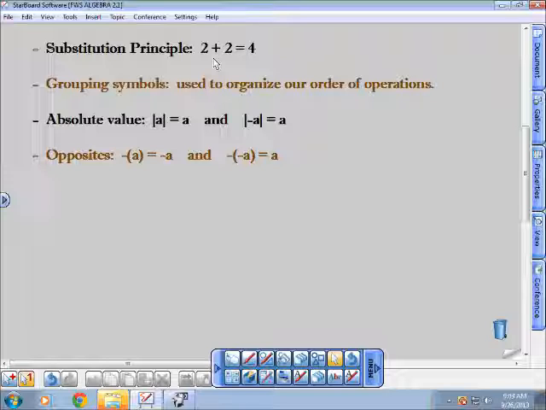Grouping symbols are going to be used to organize our order of operations. So we have to do things inside the grouping symbols first. So whether they're parentheses or brackets or braces, that's what we're going to do first.